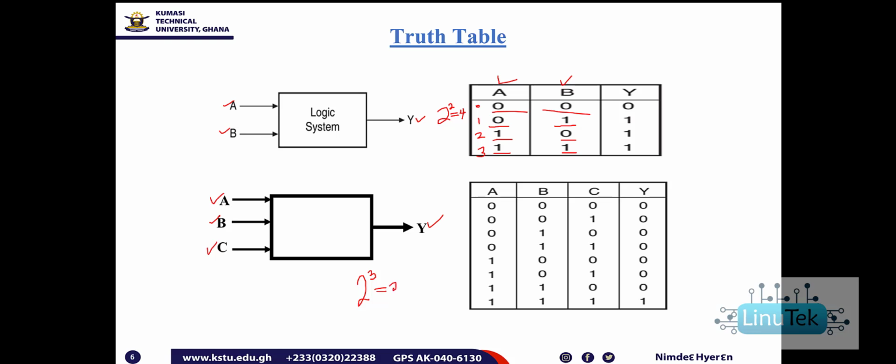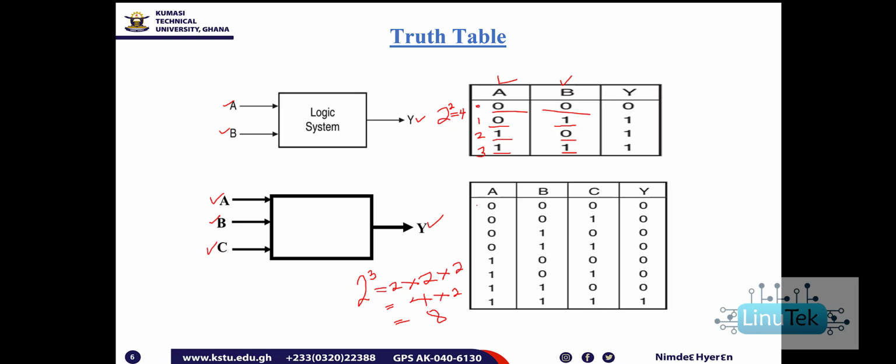which is 2 times 2 times 2, which is basically equal to 2 times 2, which is 4, times 2, which is what? Equals 8. So it means we can get 8 possible combinations.